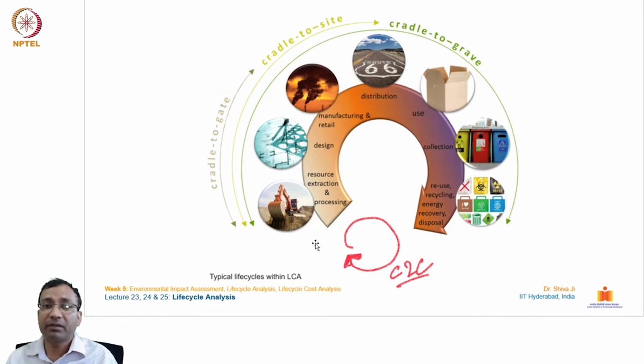But if a human-made product does not reach cradle to cradle again after use, then there is the problem. And this is the problem of pollution which is happening. The resources are lying at the wrong places, and that is causing this whole phenomenon of pollution.